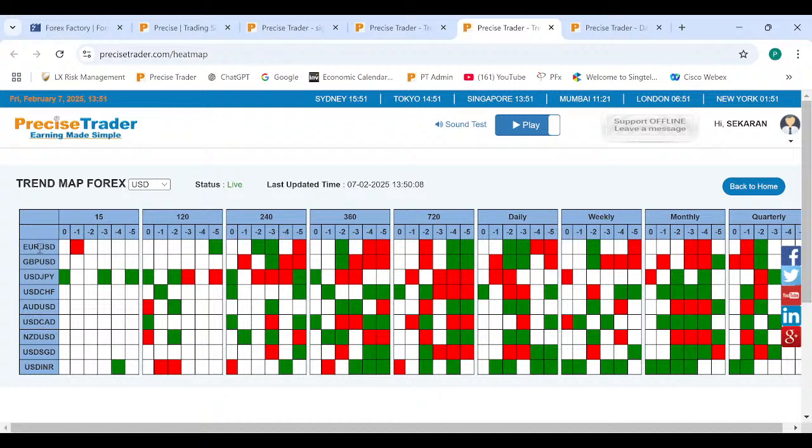For instance, let's say I'm looking at any currency, let's assume I look at dollar yen. If you look at it, the system is designed, this is a trend map, we call it. The trend map will tell you what the trend is doing on different time frames.